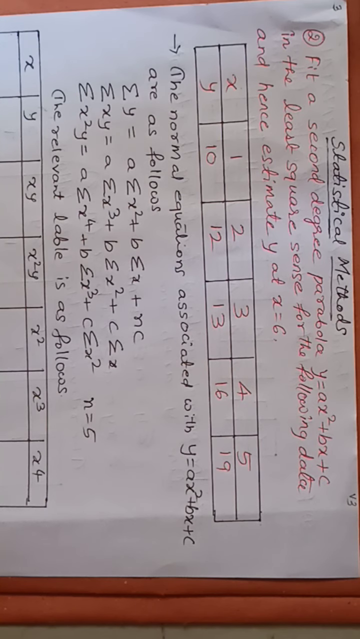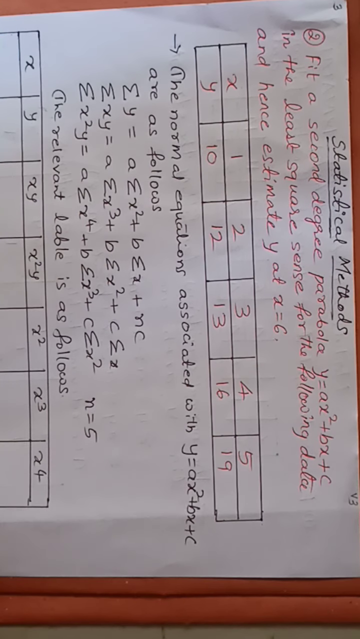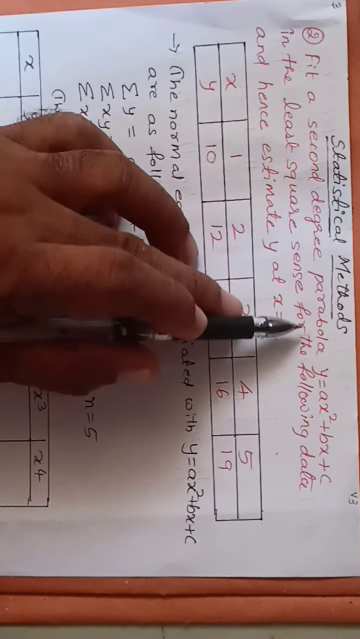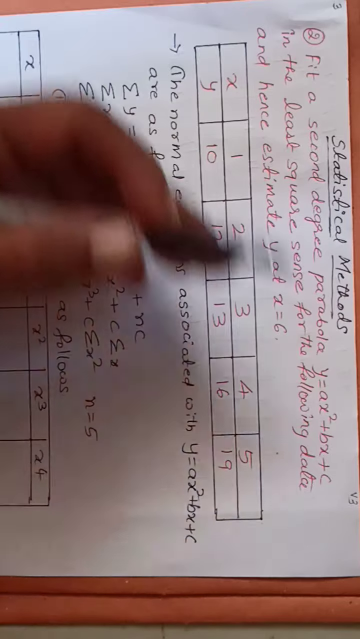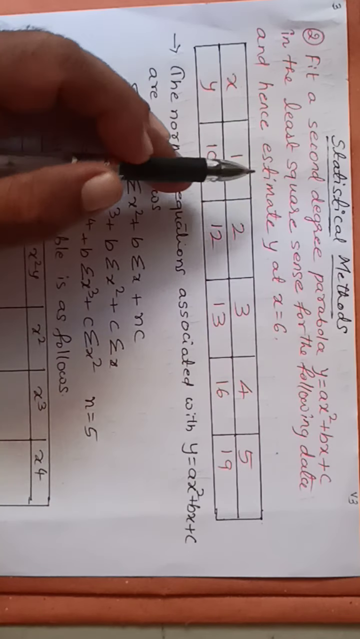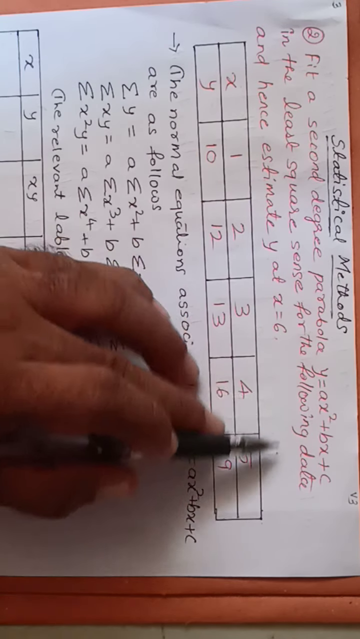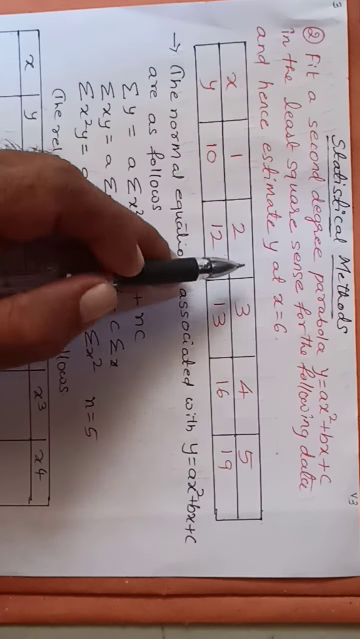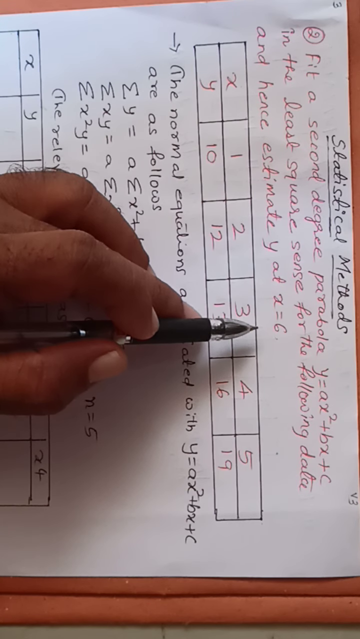Moving to the next session for 4th semester B students, the subject code is 18 MAT 41. Topic is statistical methods. Already we solved one problem. So next one: fit a second degree parabola y is equals to ax square plus bx plus c in the least square sense for the following data, and hence estimate y at x is equals to 6.